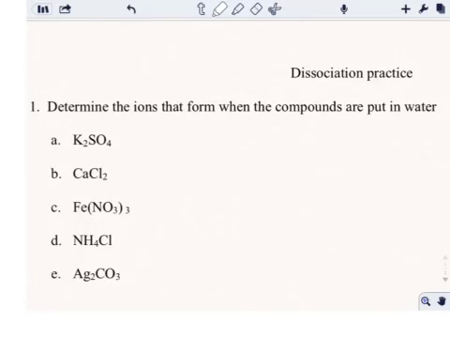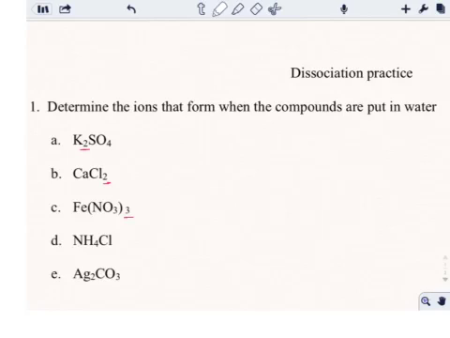The last part of this chapter involves solid ionic compounds that dissociate when put in water. Dissociate means that these solid compounds break up into their ions. And a couple quick tips to remember from review from last year: if there is a subscript, that means that you're going to form more than one of those ions.